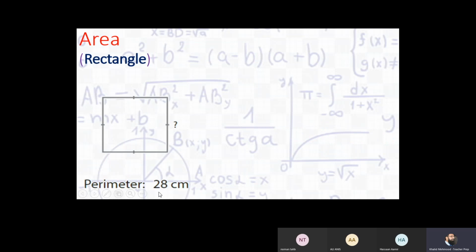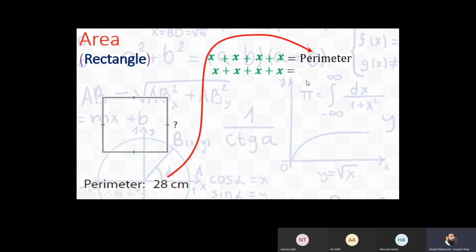Now the perimeter is 28 and the length is not given. So first we'll find the length, and we'll say that these sides are x. First, we'll apply the perimeter formula because the hint is given about the perimeter. They are asking about area, but with the help of this hint, we'll lead towards the length, and then the length will let us apply the area formula. So all the sides make up the perimeter, and the perimeter is 28.